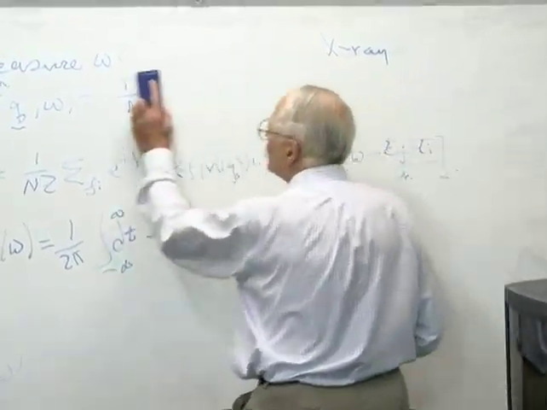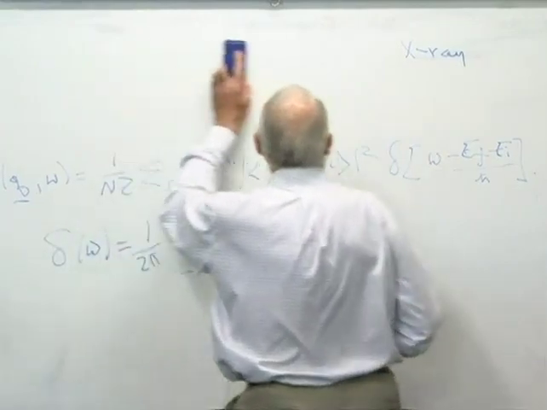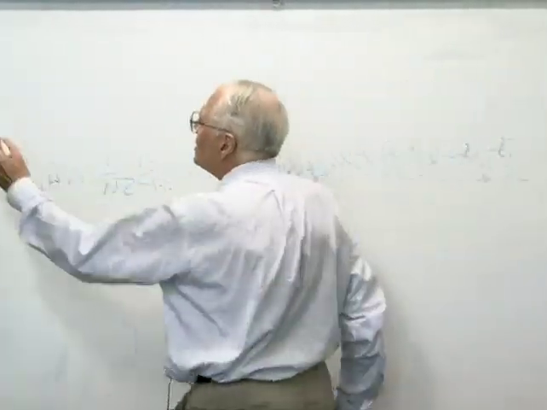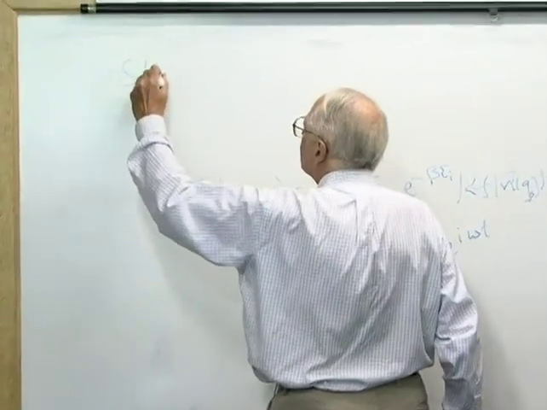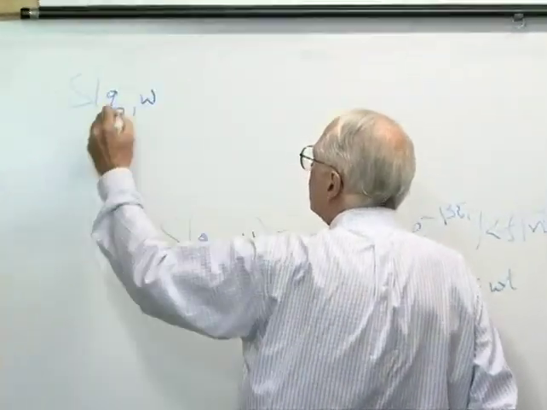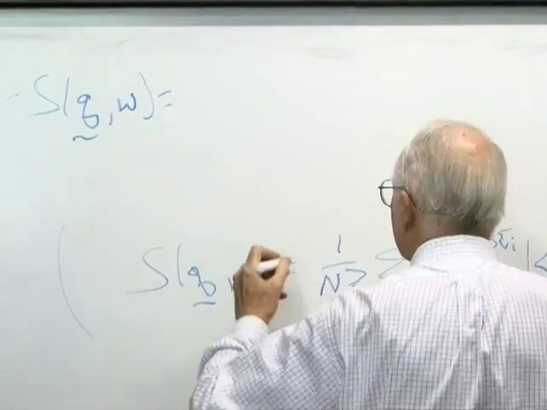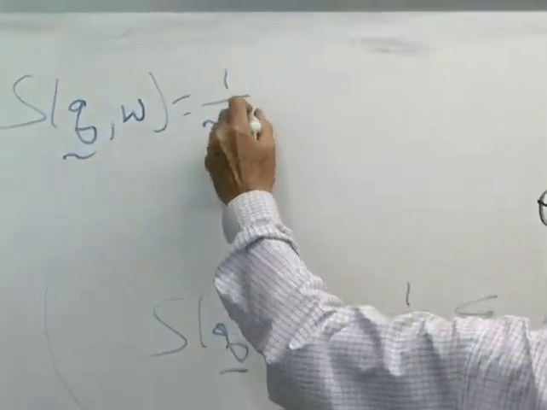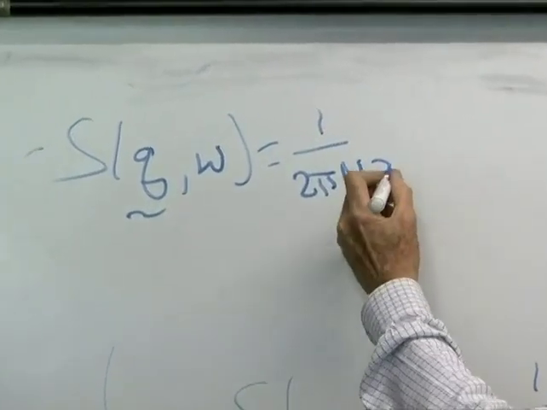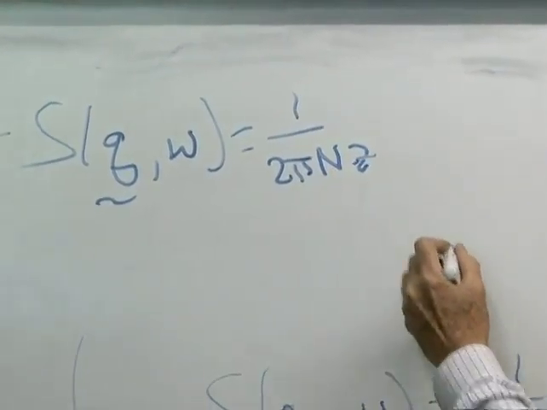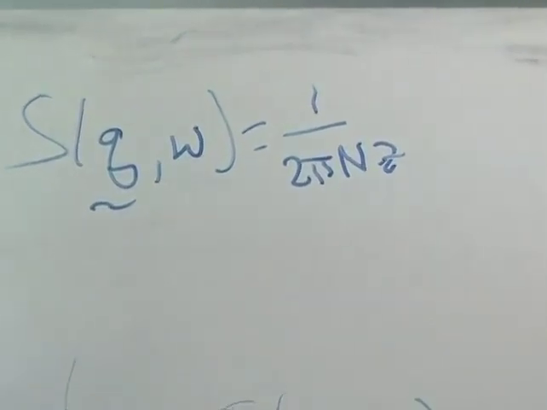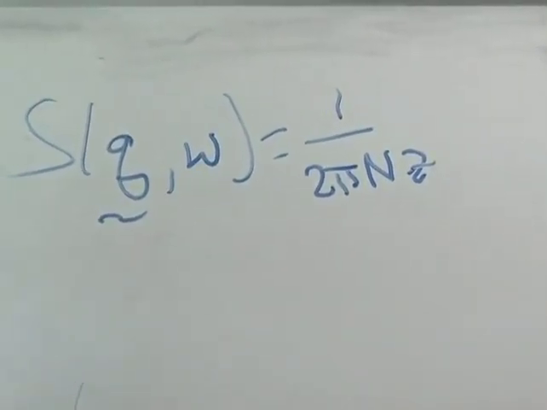So I'm going to erase this. And again, unfortunately, this formula. So S of Q and omega is 1 over 2 pi nz. How do I want to write this? You get an integral dt.